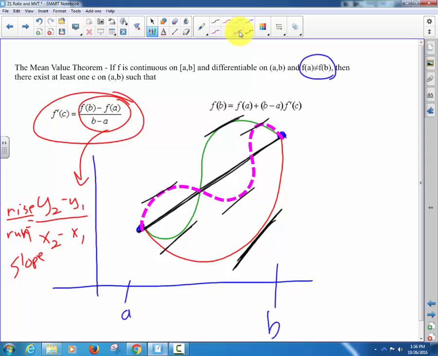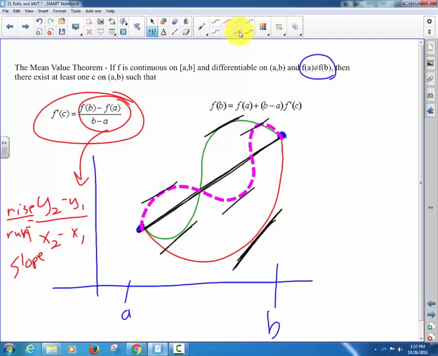Really, couldn't you say this applies all the time? I mean, isn't this true even if f of b equals f of a? What if f of b and f of a are the same number? Then it's just 0, which makes it back to being Rolle's theorem, right? So really, if you were to take this part out right here, you could get by with just one theorem that says both things. Rolle's, there's got to be a place where it's 0. Mean value, there's got to be a place where it's the same slope as that.